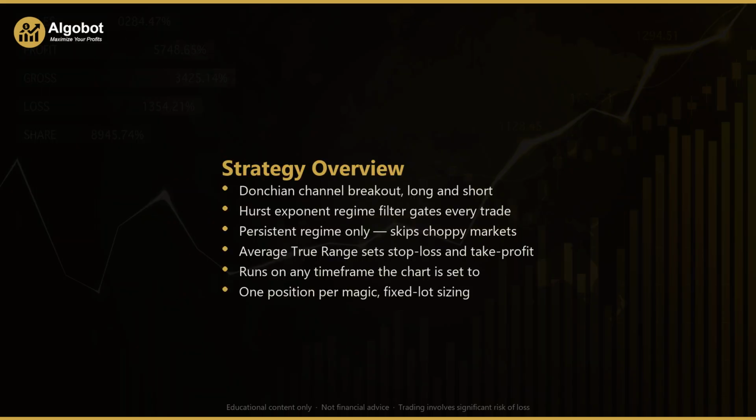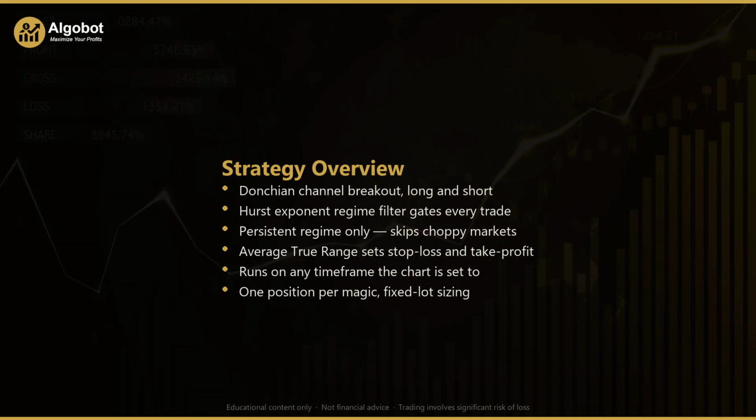So what exactly does the Hurst Regime Channel Breakout do? At its heart, this expert advisor is a Donchian channel breakout system. It watches the highest high and the lowest low of a recent window of candles, and it looks for price to close beyond that range. A close above the recent highs is a potential long. A close below the recent lows is a potential short. Those rules are clean and symmetric.